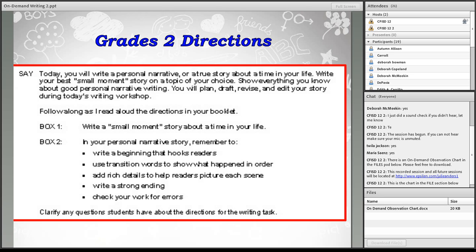And I'll encourage second grade teachers to just go ahead and pick up a student booklet, because you'll say, write a small moment story about a time in your life. And then in your small moment story, remember to write a beginning that hooks readers, show what happened in order, add details to help readers picture each scene, write a strong ending, and check your work for errors. And then, of course, you can clarify the directions as needed. So it's very simple and straightforward, provides them with the reminders and then allows them to go ahead and get started. And like I said, if the children do need that additional time, then the following day you can provide that. That's not a problem at all.